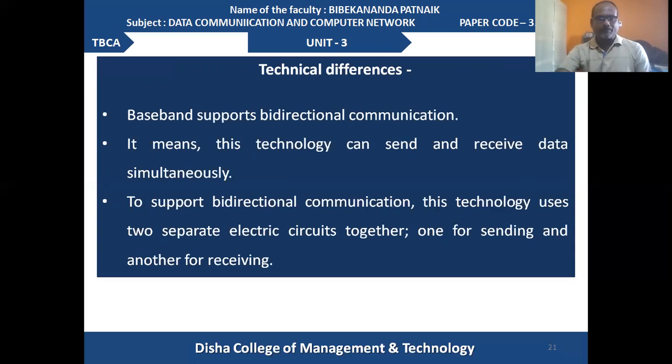And on the other side, baseband supports bidirectional communication. It means this technology can send as well as receive data simultaneously. Between two nodes, the data communicated can be from the sender as well as the receiver. That's why this technology can send as well as receive data simultaneously. And to support bidirectional communication, this technology uses two separate electronic circuits, one for sending and another for receiving.